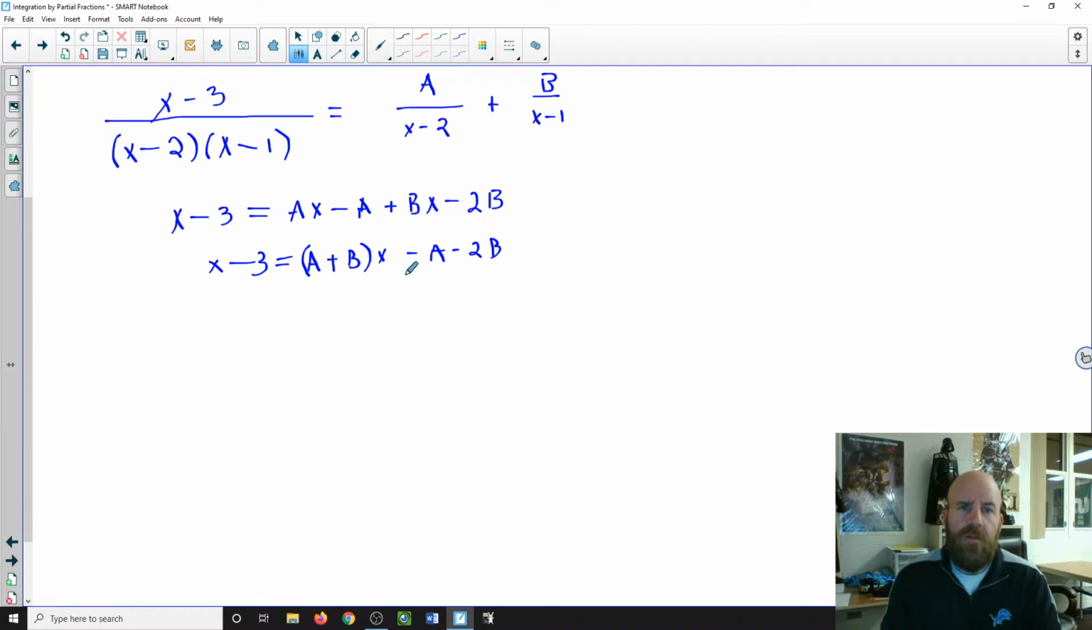And we're going to go ahead and look at what matches up. So the number in front of x over here is a plus b. The number in front of x over here would be 1. So a plus b equals 1. And we have this constant term on the right, constant term on the left. So we have negative a minus 2b equals negative 3.